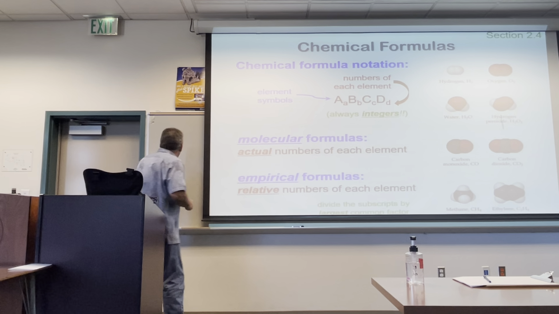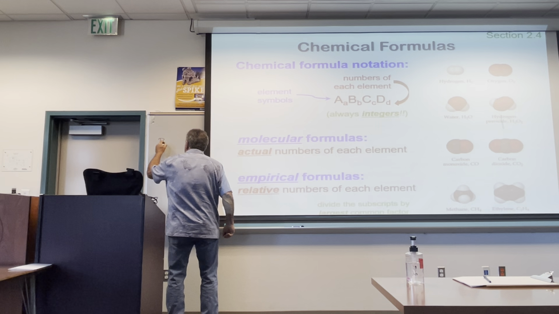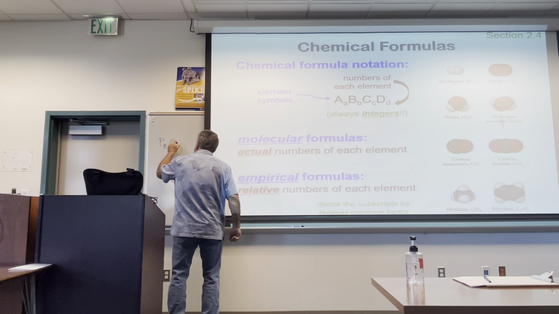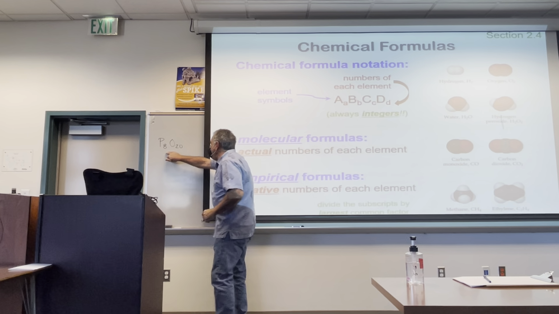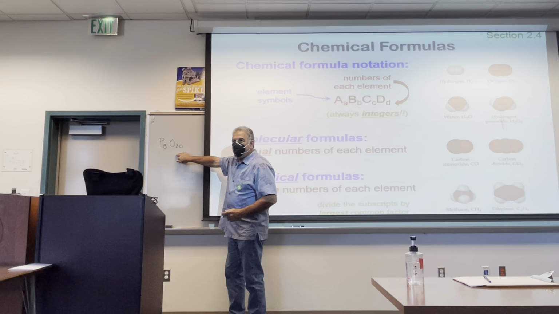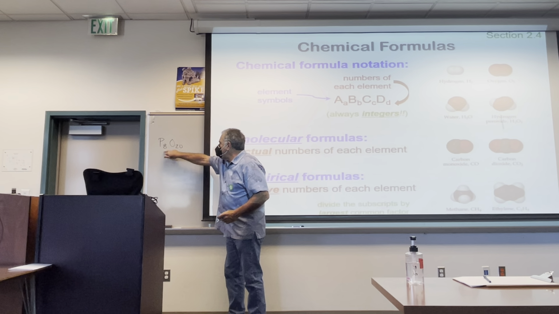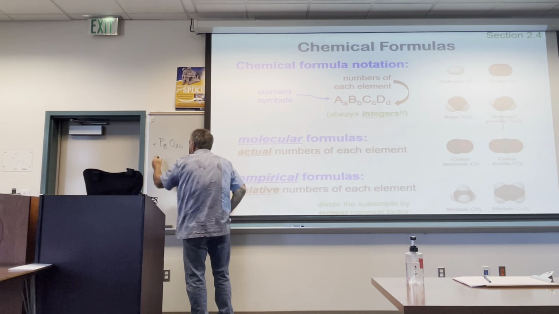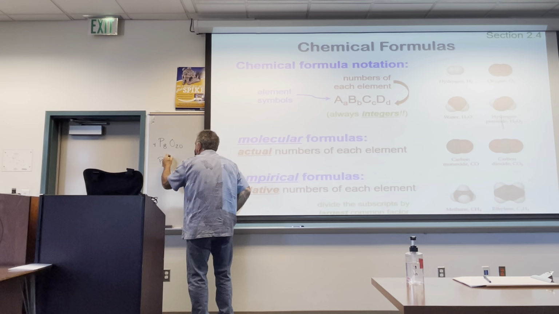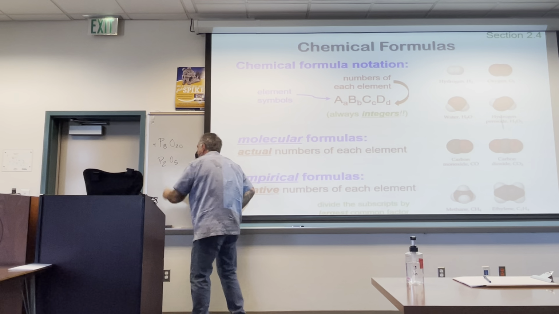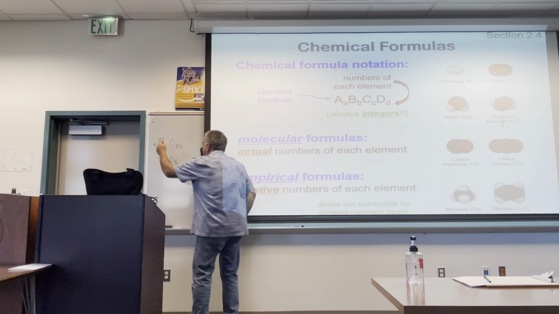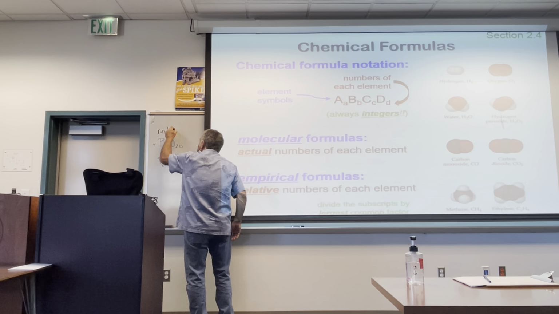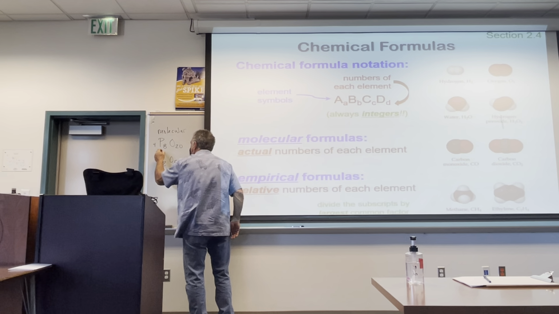All right. So let's say we had P4O10, in the correct order, and that would be the molecular formula. But if we divided this by the largest common denominator, which would be 4, we get P2O5. That would be empirical. So molecular, empirical.